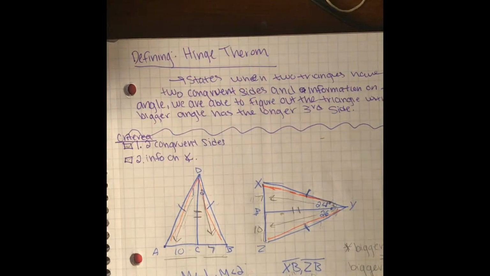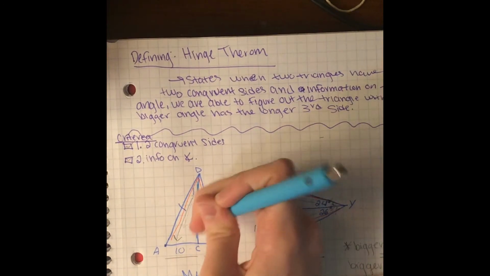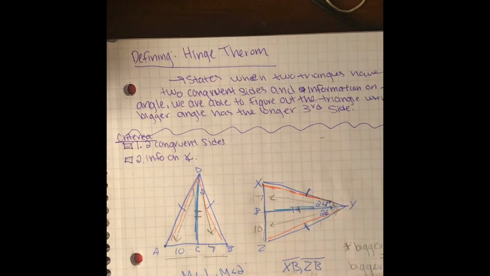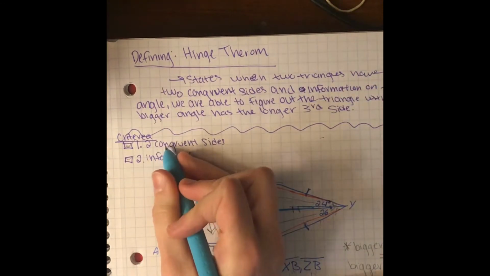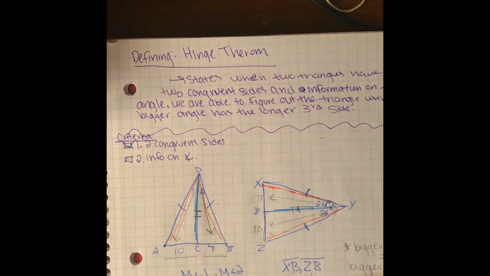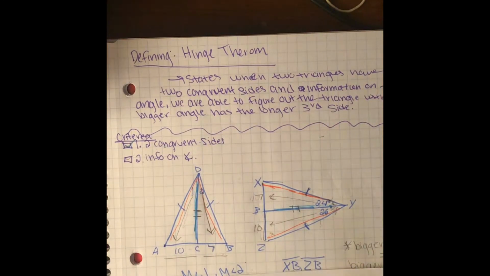We don't know what that length is. And now, this middle bit here, they both share it. So this is also congruent. We already have two congruent sides. Look at our criteria. Two congruent sides. We have those two congruent sets of sides. Now we're going to look for our angles and our angle measurements.